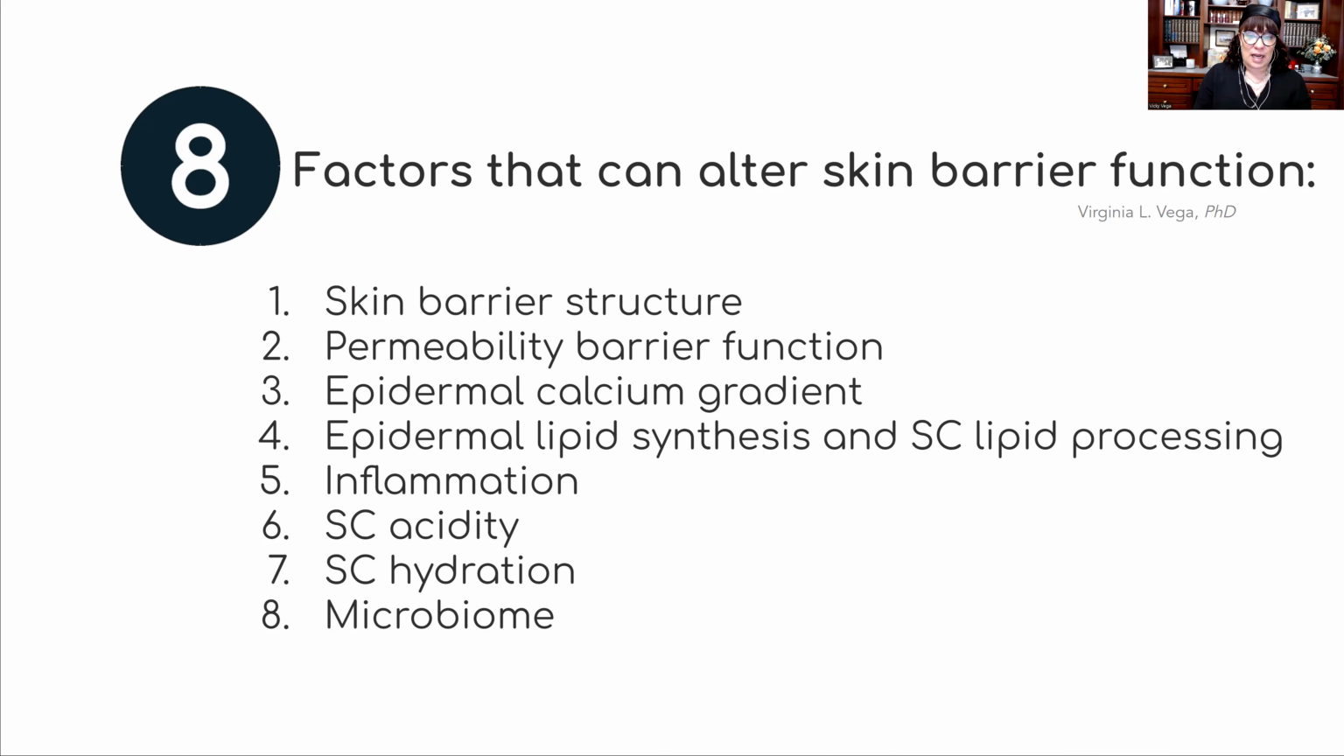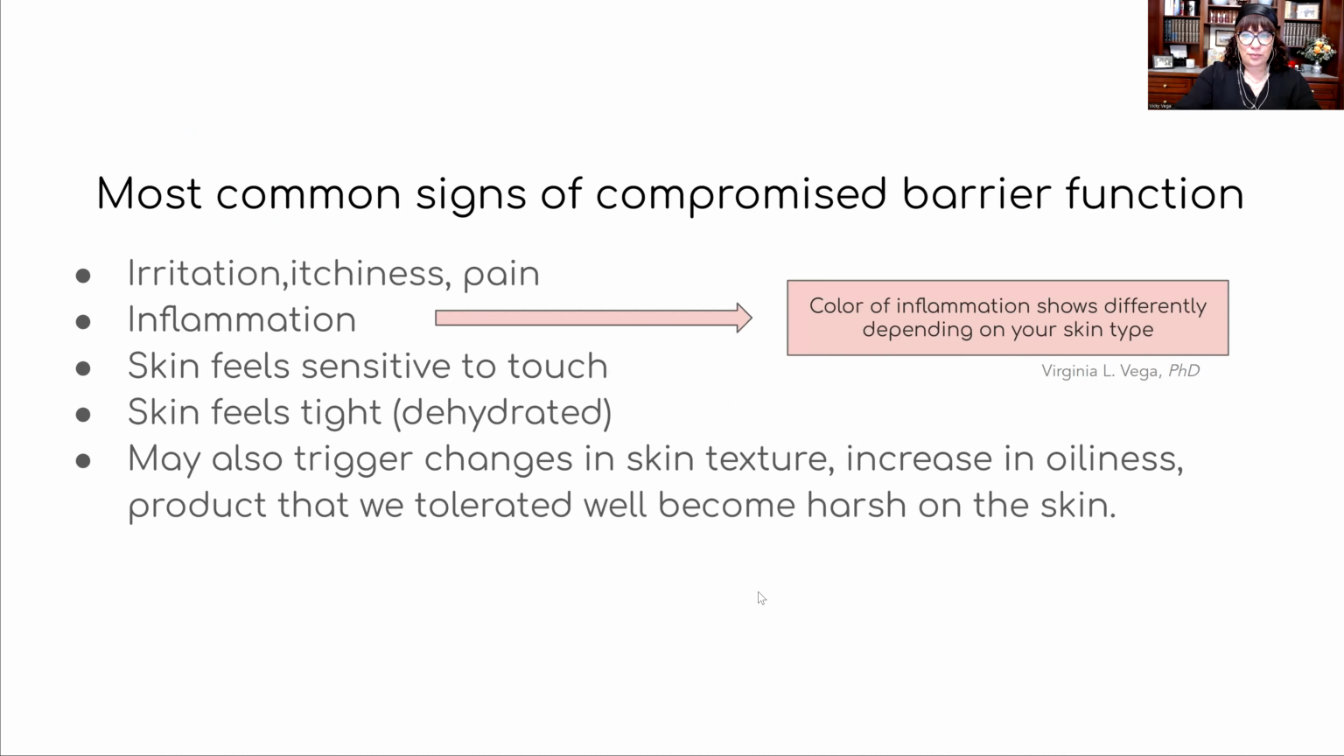You have the epidermal calcium gradient, epidermal lipid synthesis, and the stratum corneum lipid processing. Inflammation is one of the main things that can disrupt your barrier function. The stratum corneum acidity, so we talk about the pH. Hydration: if you don't have well-hydrated corneocytes, they will shrink a little bit, so we need proper hydration. And the microbiome, which depends not only on the area of your body but also on the pH of the skin.